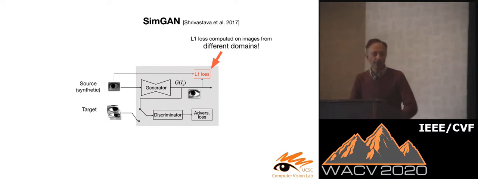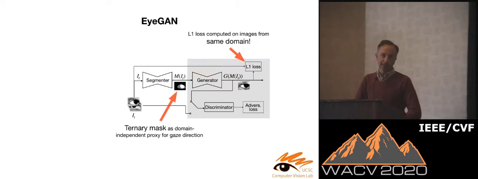During deployment, we will input synthetic masks to generate images. But during training, we start from images in the target domain. We use a segmenter to find the mask, and then we generate the image. Now, we still compare the output with the input with the L1 loss, but we're doing that in the same domain. So this comparison is legit.